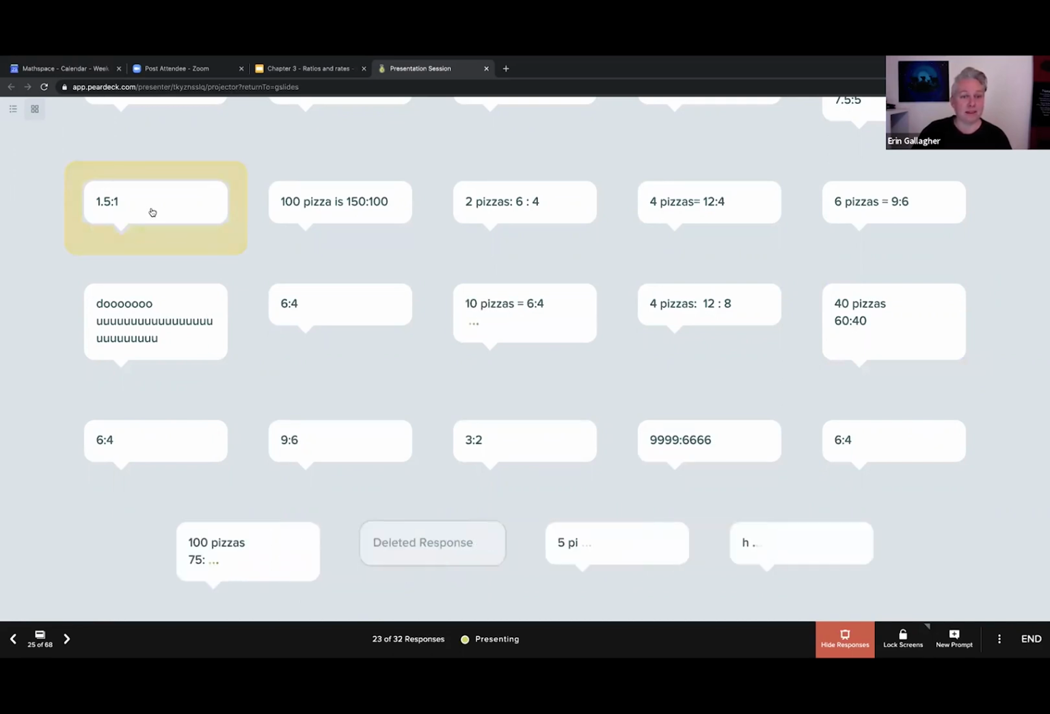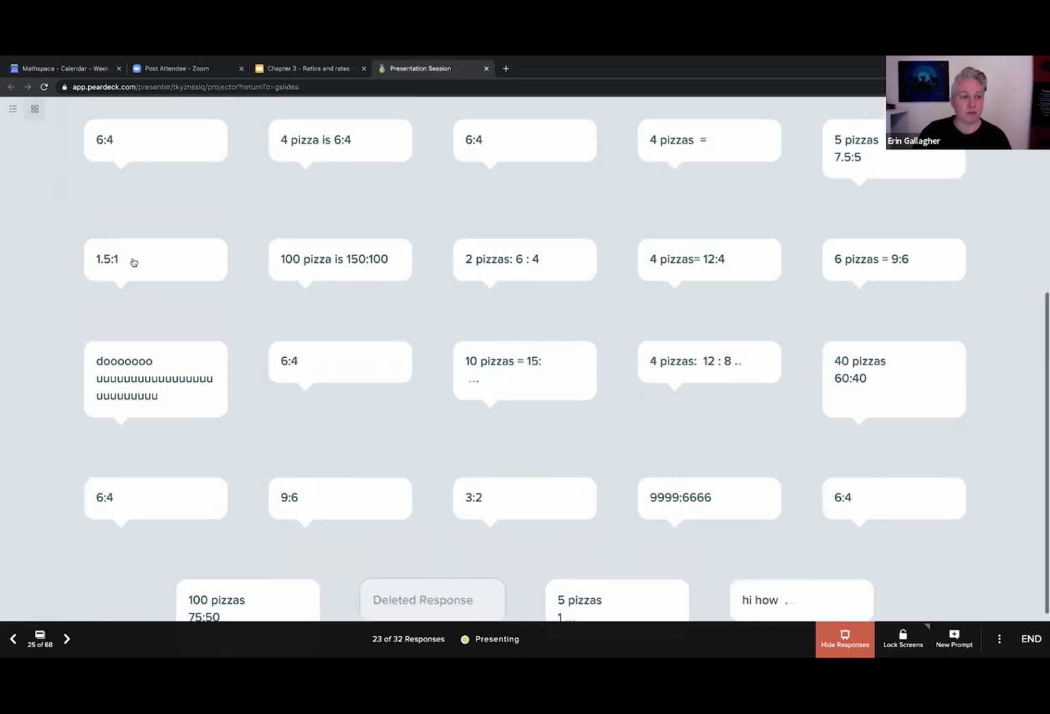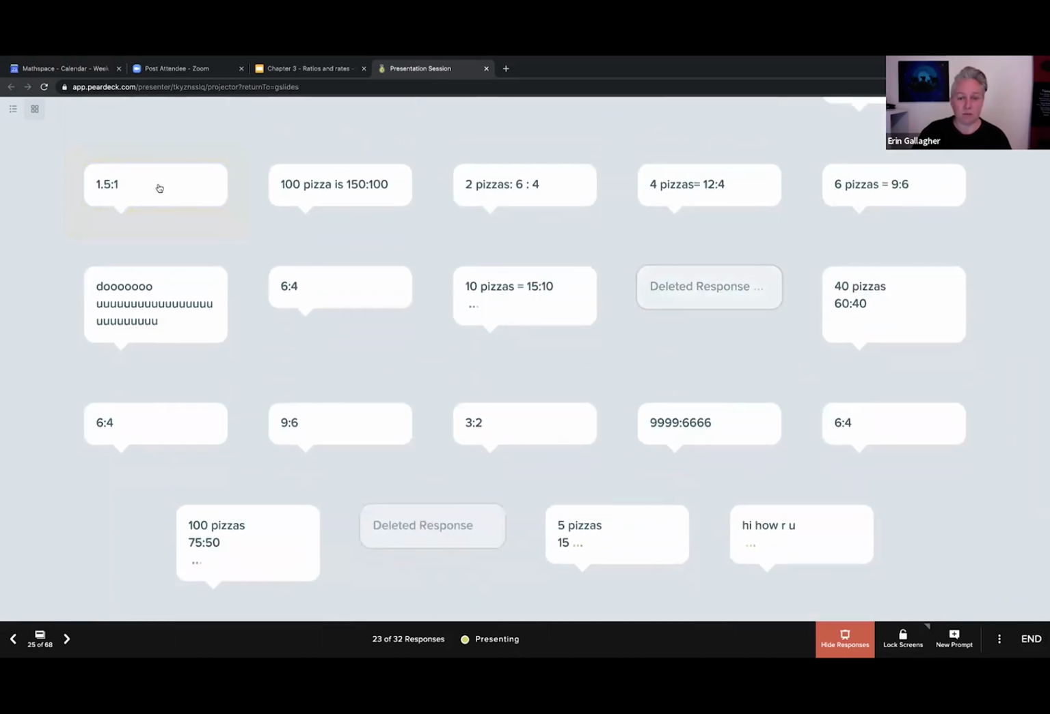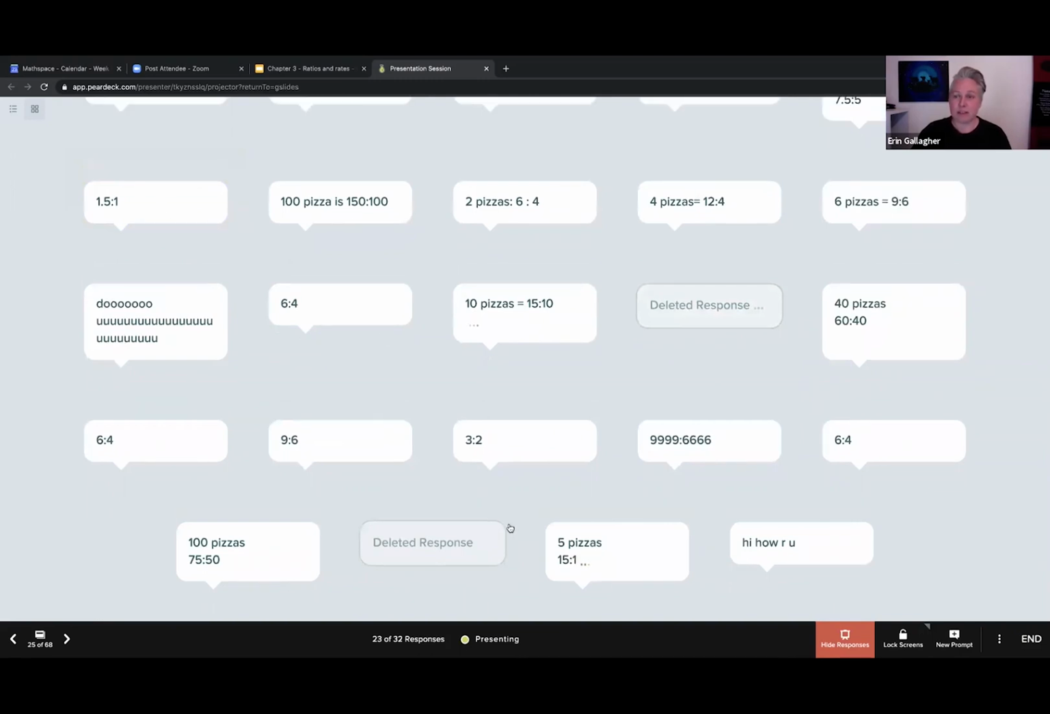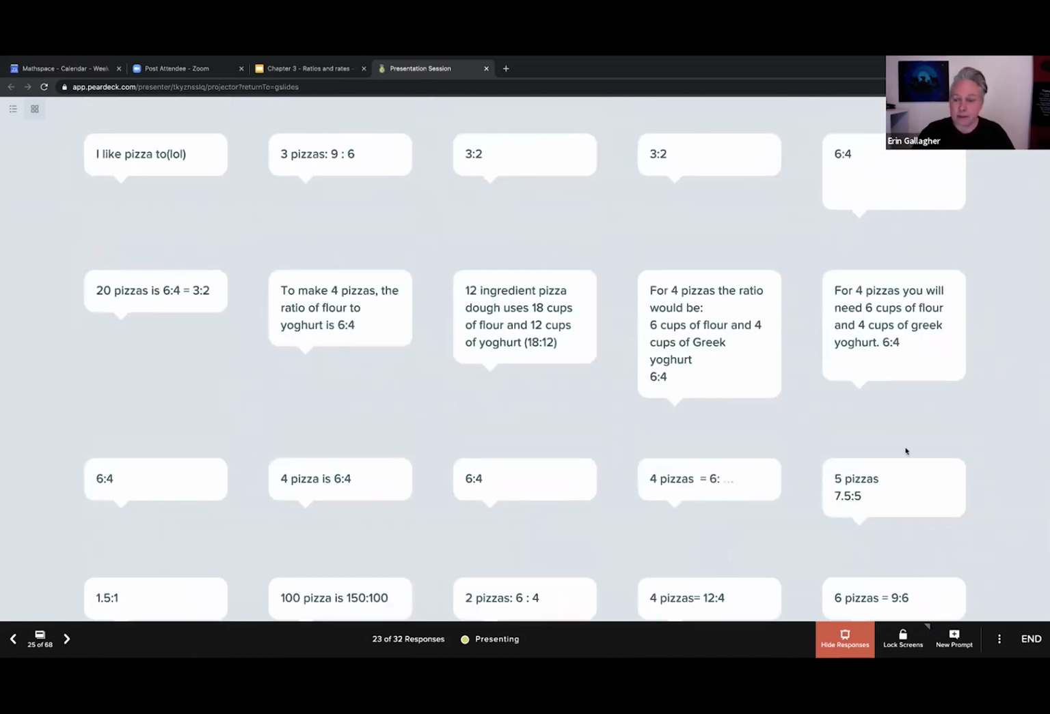And for 1 pizza, we would divide the recipe by 2, and this one would be here, perfect, 1.5 to 1. Yeah, well done, everybody. That was good. Okay.